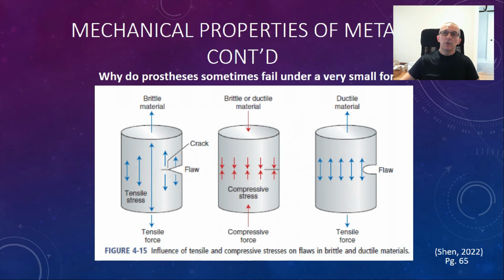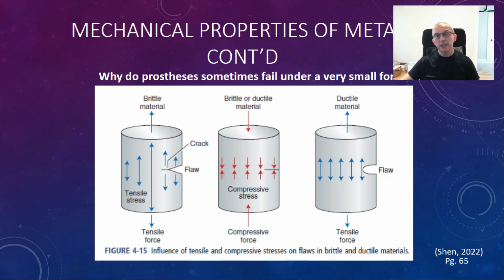This is a recap of the properties of the metals, the way the force is being applied. So we have the tensile force pulling apart, we have the compressive force pushing together, and we have tensile force. So the idea of this diagram is that if we have a flaw in a material, it's going to break right by the flaw. And this is especially important in dental technology because of the functions of teeth.